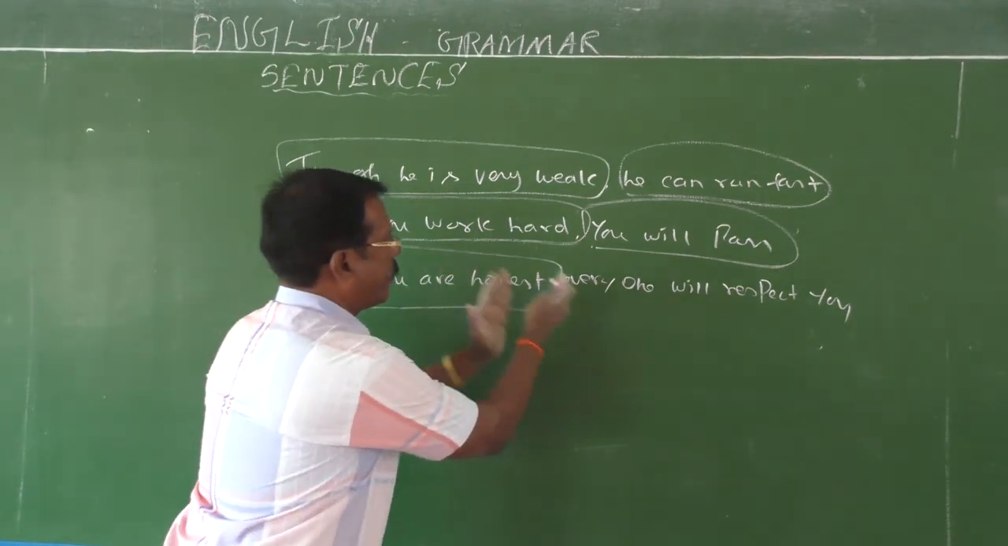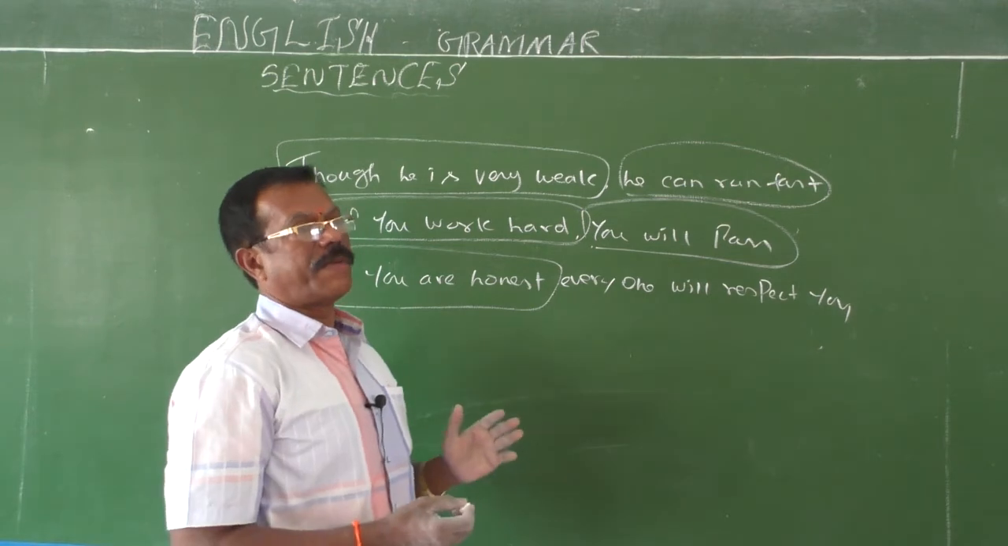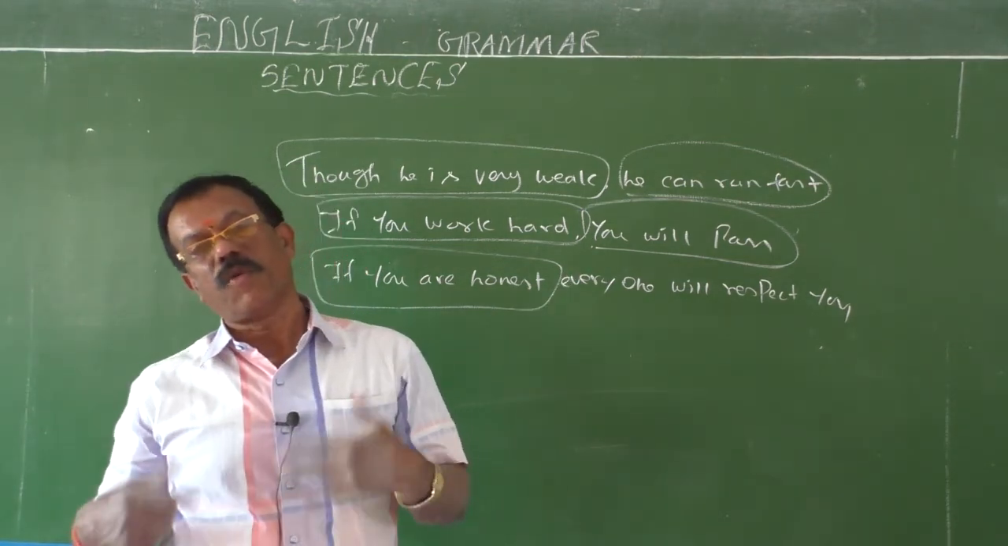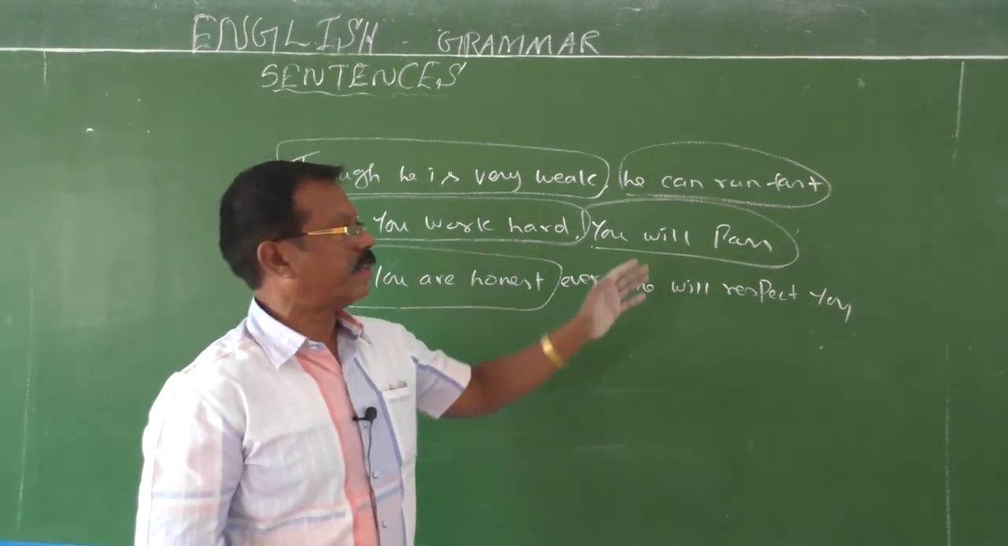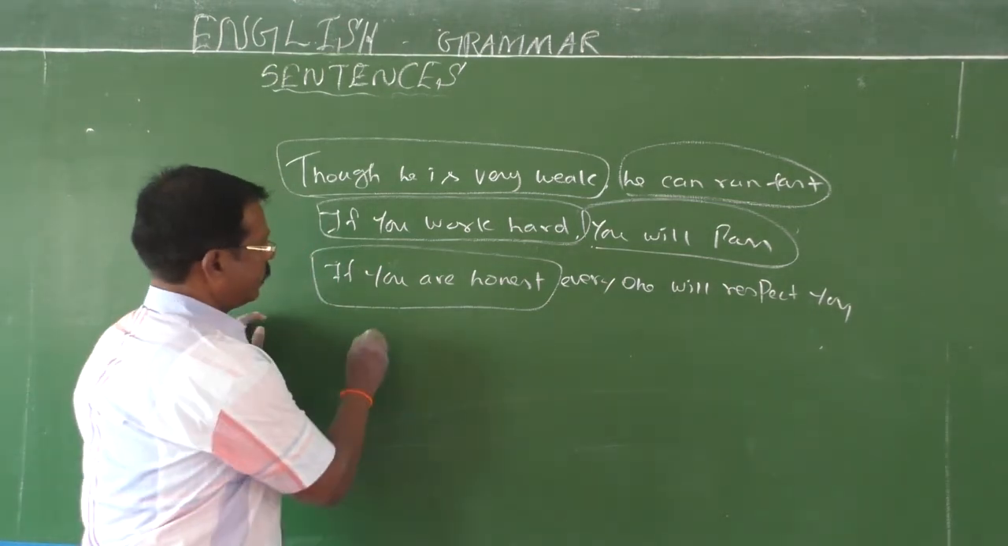So a subordinate clause depends upon the main clause for the completion of its meaning. That is the structure of a complex sentence. In the complex sentence, there is only one main clause with one or more subordinating clauses, but all these subordinating clauses are connected with the main clause with the help of subordinating conjunctions.